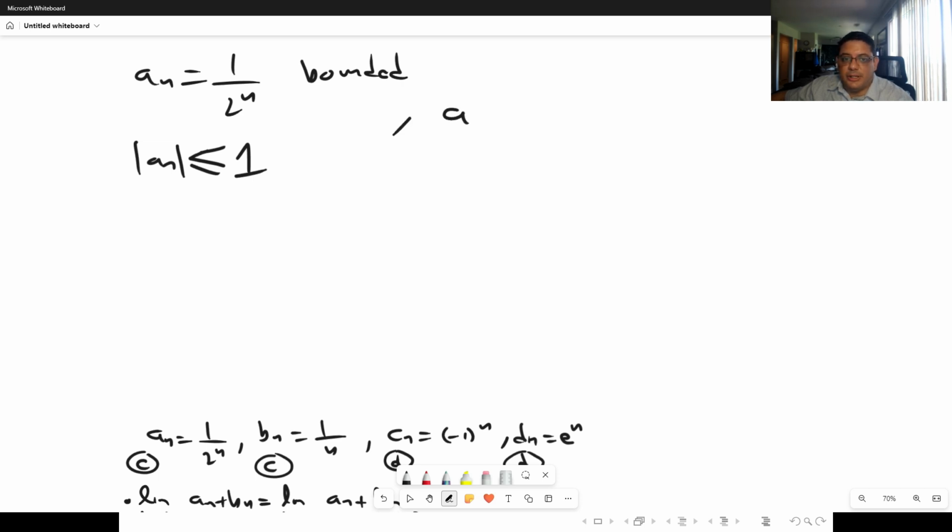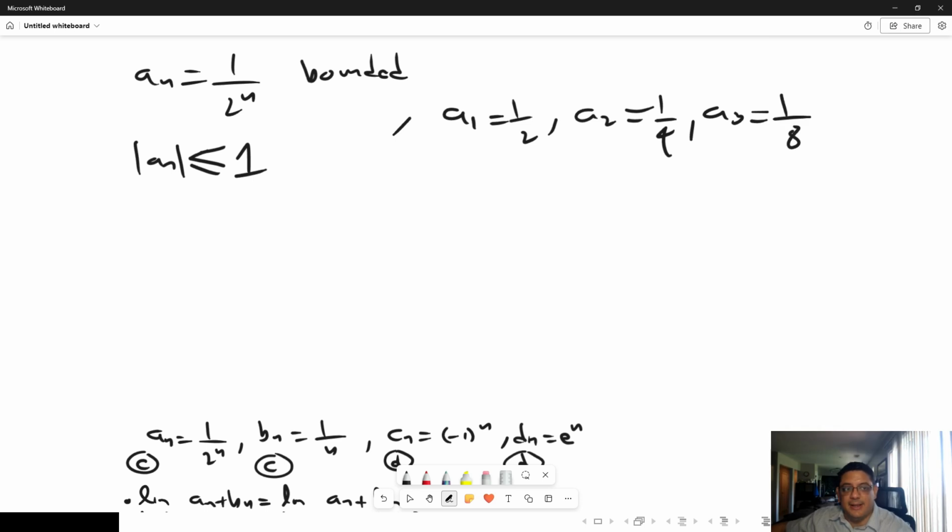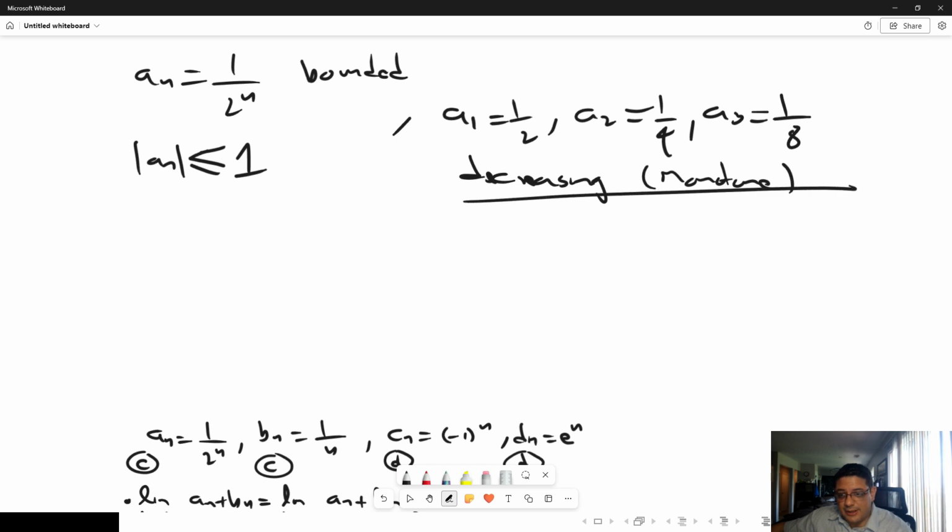Now, if you start looking at the terms, a_1 is 1/2, then a_2 is 1 over 4, then a_3 is 1 over 8. So this is actually decreasing in value every time that we take an n. So this is a monotone sequence as well. This is another way of proving that this is convergent. It is bounded and monotone, so that applies, and I don't have to take the limit. I can just argue by these two things that this sequence is convergent.